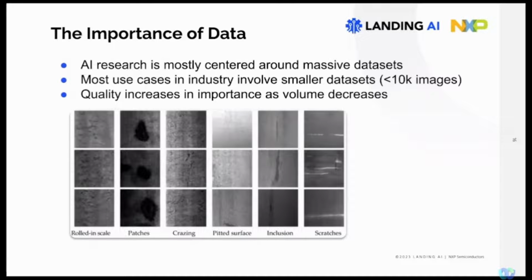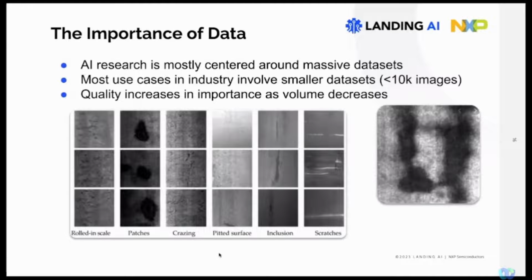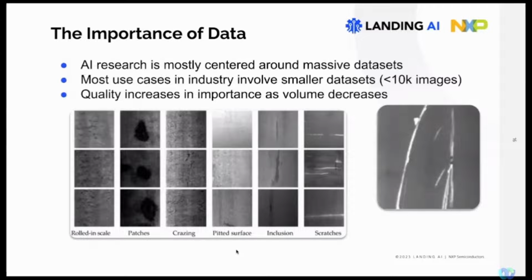And I really like to use this use case here to exemplify that. This is also a steel application. And these are some of the different defect categories that a customer was looking for. So rolled in scale, patches, grazing, et cetera. It looks pretty straightforward when you look at them side by side, but when you start looking at unlabeled images, this one's probably pretty easy. That's probably a patch, right? Pretty straightforward. This one as well, you might quickly categorize into the scratches category.